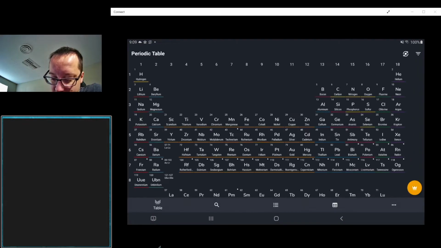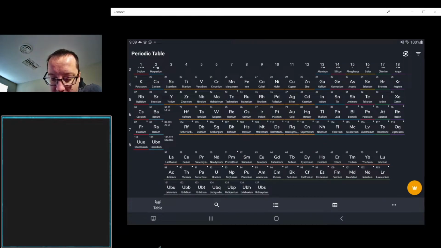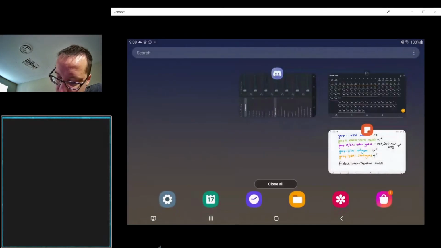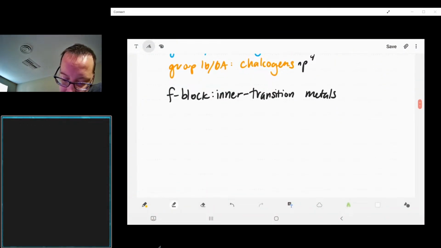If we were to look at it, that's this stuff at the bottom here, where we have lanthanum and actinium going on through there. So that's our F block down there. That's where we're going to have the inner transition metals. Okay, back to this here. All this talk about metals and stuff. Let's go ahead and look at our periodic table again.